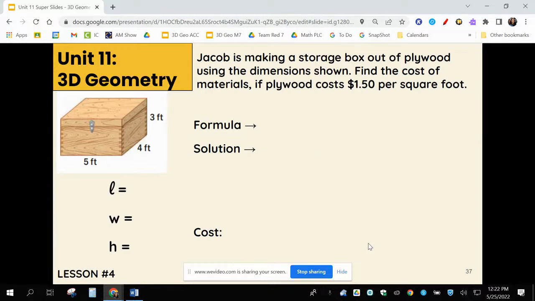All right, next one. Jacob is making a storage box out of plywood using the dimensions shown. Find the cost of materials if plywood costs $1.50 per square foot. So let's say that the length is 5, the width is 4, and the height is 3. I'm going to have you pause the video, and I want you to just find the surface area. Then unpause it, and we'll talk about how to find the cost together.